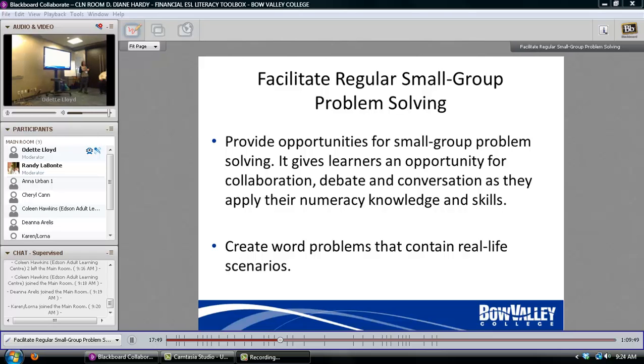So we try to pull up scenarios that our students encounter all the time, these real-life scenarios, and have them work in groups to try and solve the problem or identify what numeracy skills they need, what language skills they need in order to solve the problem.